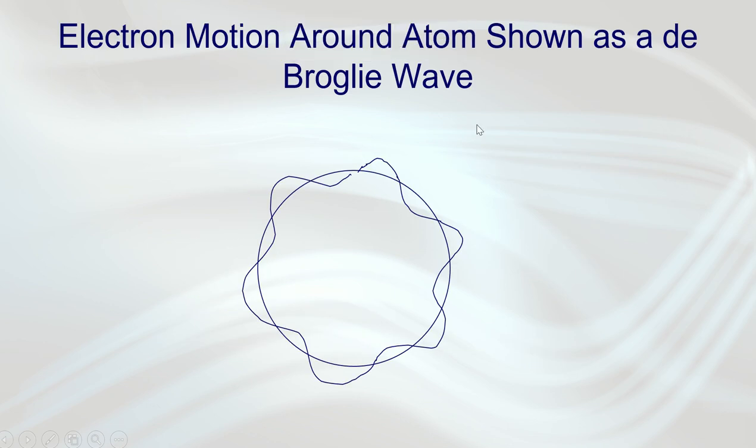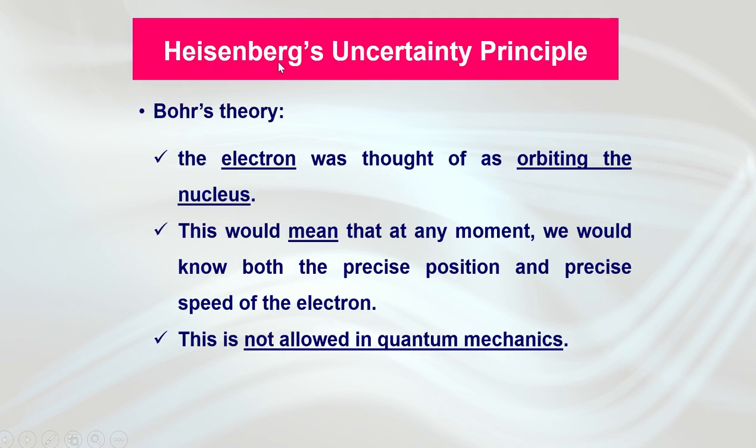According to Bohr, the electron is just orbiting like this, but according to de Broglie, it is moving in the form of a wave, because light has wave nature. And a limitation of Bohr's theory was also corrected by the Heisenberg uncertainty principle. Bohr's theory said that the electron was thought of as orbiting the nucleus, but this would mean that at any moment we would know both the precise location and the precise speed, but this is not allowed in quantum mechanics. This is not the case.